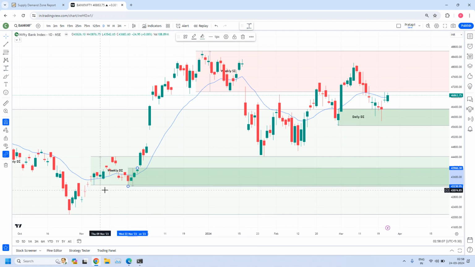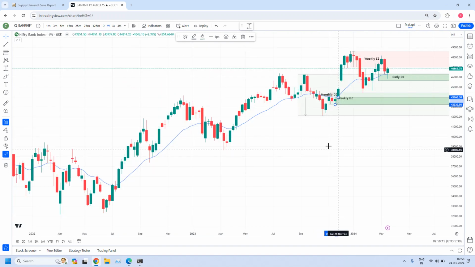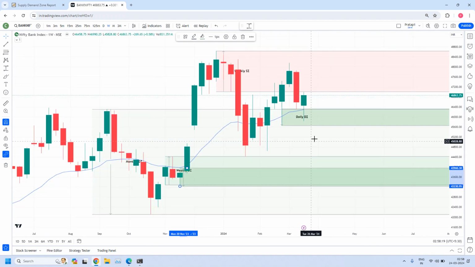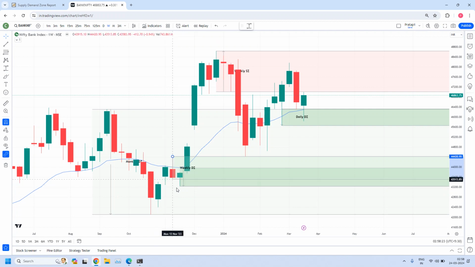But some mistake here. Why is the weekly zone pierced? Something is wrong. We missed something. Let me go to the weekly time frame first. So I have to draw the weekly zone till this candle. So I have selected this. Okay. Sorry for the mistake. Now let us go to the daily time frame.